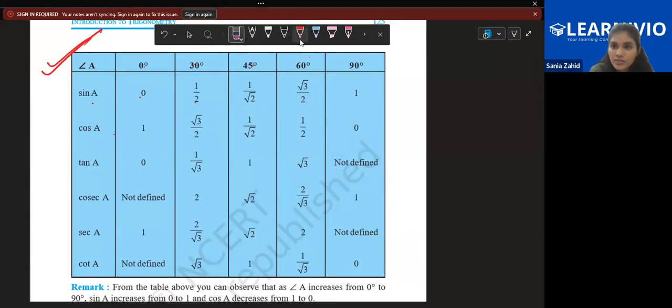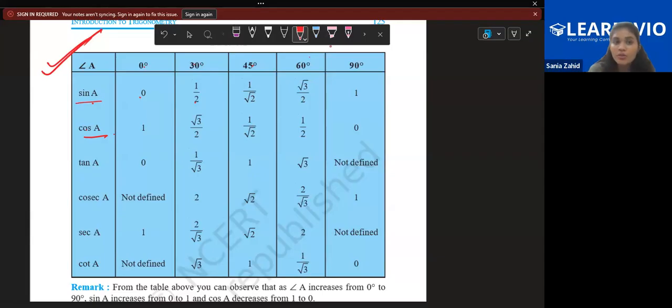Sin A, cos A, you got it? Yeah. So if the question comes, for what angle are sin A and cos A equal to one another? So what is the angle? 45. At 45 degrees they are equal. Sin A is 0 for 0 degree. Cos A is 0 for 90 degree. These two things also you should know.